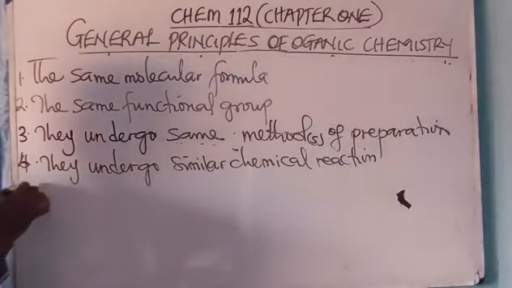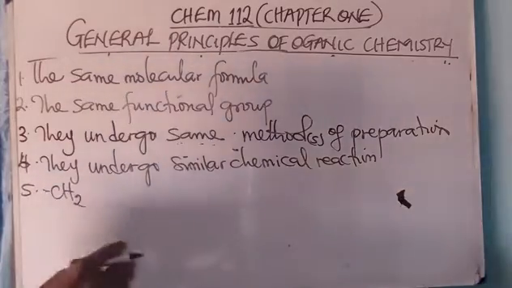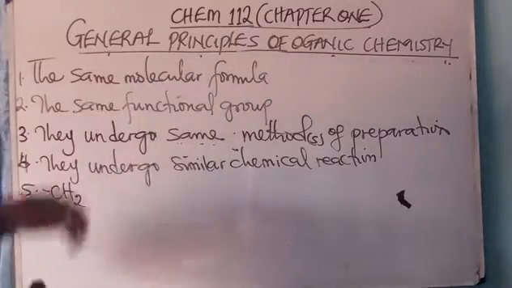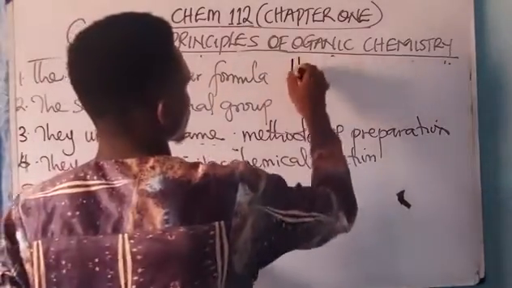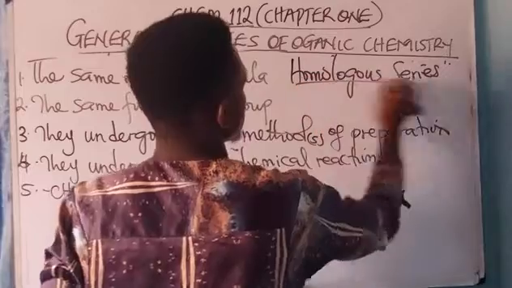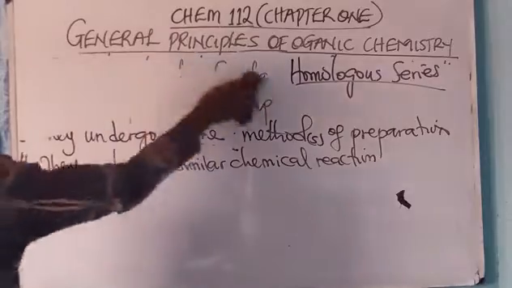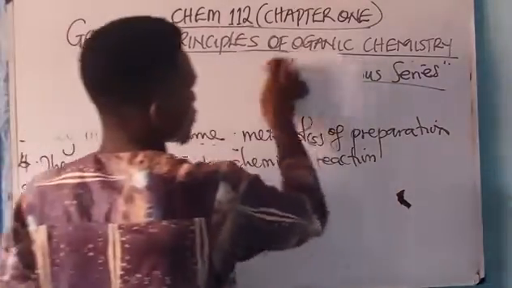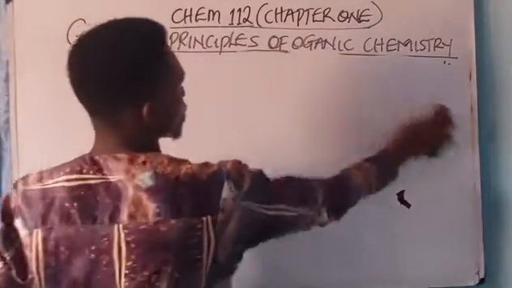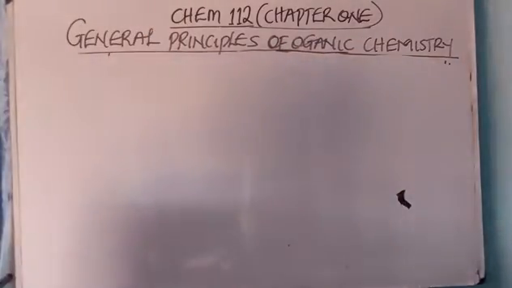And of course, I told you that each successive member differs by what? CH2. So these are the features of what? Homologous series. Look at the word here. Homologous series. All right. Now, let us look at some homologous series and their various formula. Please, what I'm about to give you now is good, you commit it to memory. The first thing you must take note of when analyzing organic compounds is their molecular formula and their functional group.